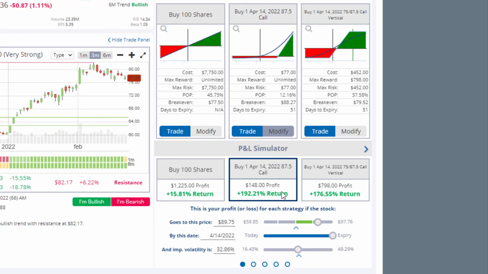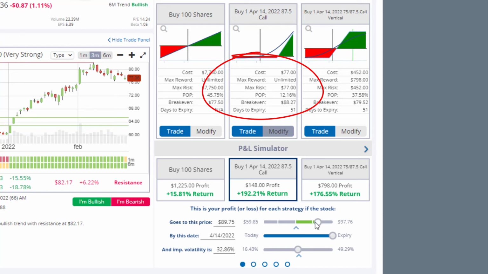But compare that again to our call option. Yeah, not as much profit, but look at the percentage return that we've got there. The max risk in this trade to the shares is obviously down to zero, $7,750. The max risk on the call was $77. So if it all went wrong, we're only going to lose $77.